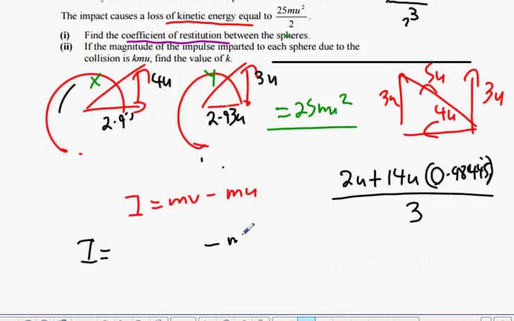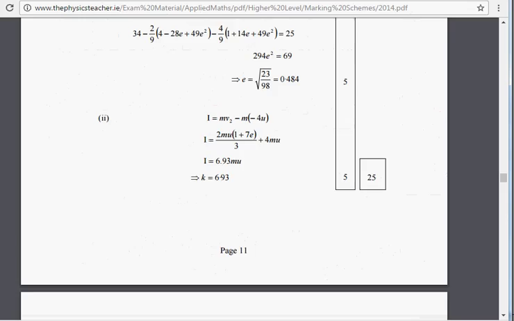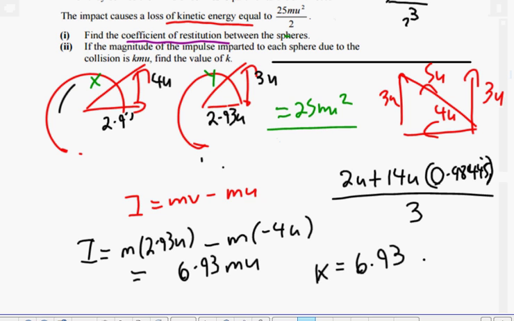So here's what I would have had to do instead. So this would be m times minus 4u. It's going minus 4 in the opposite direction, yeah? And what do I have going here at the moment? 2.93. Add them together and you get 6.93mu. Your k value is 6.93, as shown to you on the solutions there. Okay, and you're done.